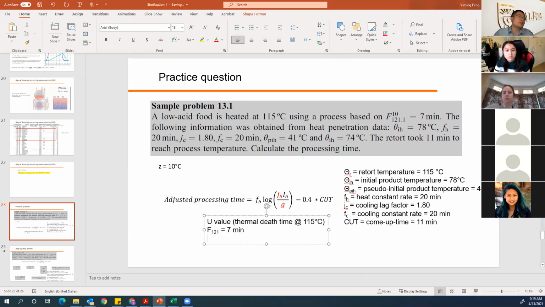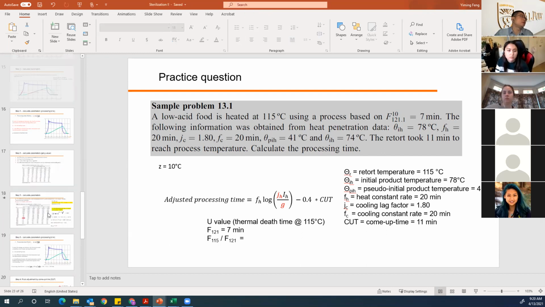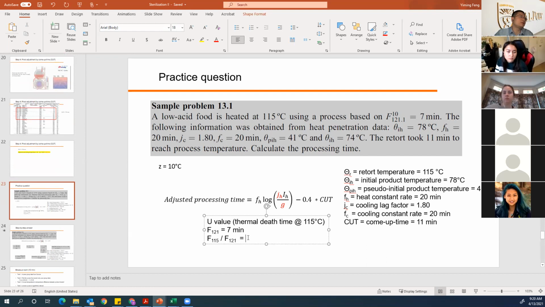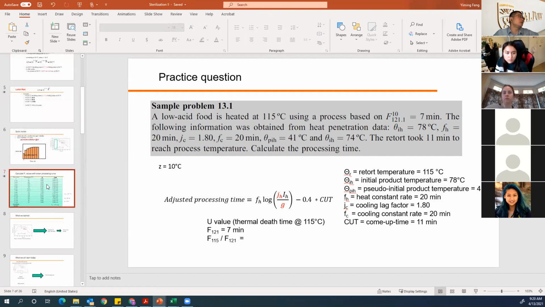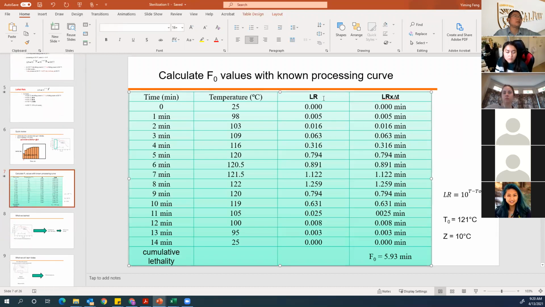And we know from the equation before that at 115 degrees C, the killing power is not as good as at 121 degrees C, right? But we can calculate the ratio. Basically, we did everything before. We want to calculate the ratio between the thermal death times, the killing power, and this was something that we have learned here, right?